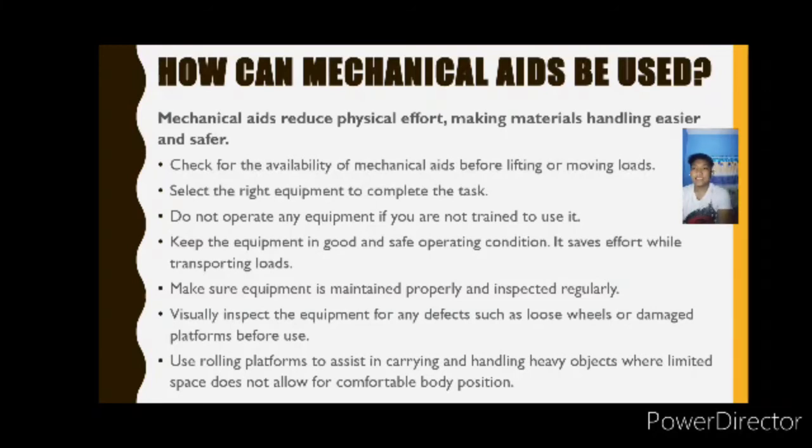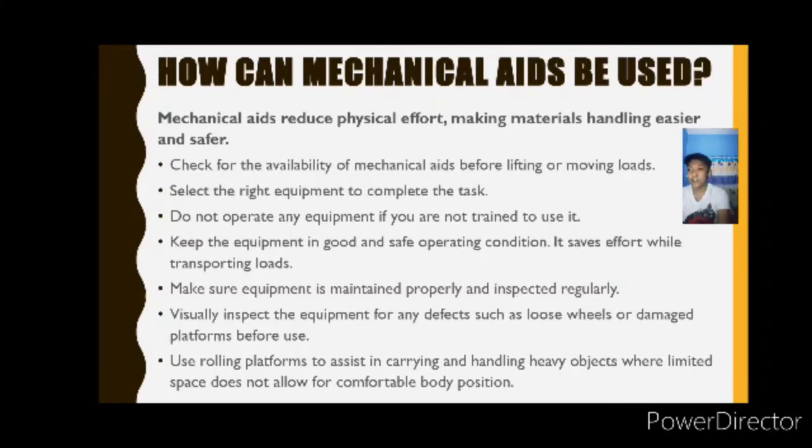How can mechanical aids be used? Here are some tips when using mechanical aids. First is to check for the availability of mechanical aids before lifting or moving loads. Syempre, to reduce physical effort and easier and safer sa work natin. Next, select the right equipment to complete the task para mas mapadali kasi pag ibang equipment, mas tatagal, mas sisirap.